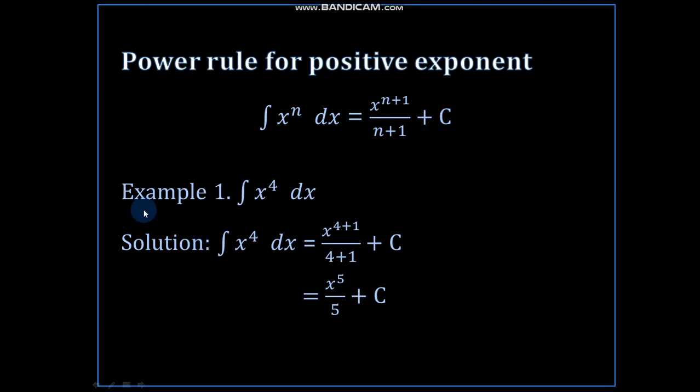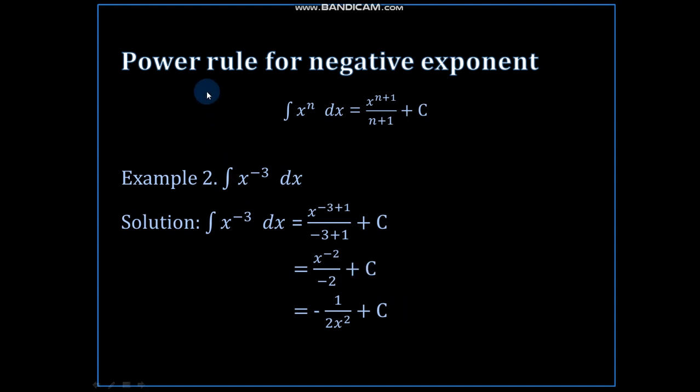So, as an example, for our first example, we are asked to solve for the integral of x raised to the 4th power dx. At ang gagawin lang natin, simple, sundin yung formula, dadagdagan lang natin yung 4 ng 1. At kung ano yung exponent na yun yung denominator natin. So, simplifying it, we have x raised to the 5th all over 5. Ganun siya kadali. Plus c, of course.